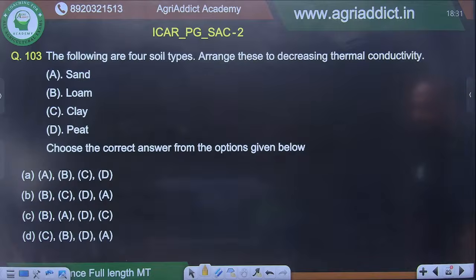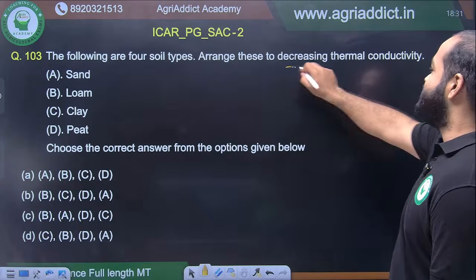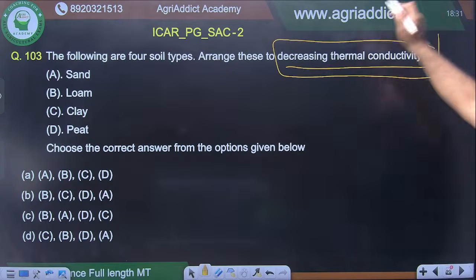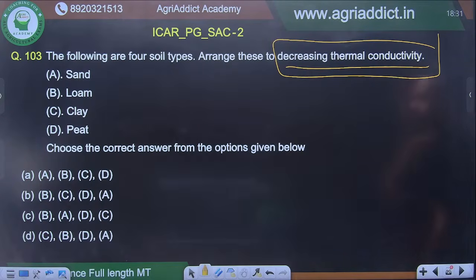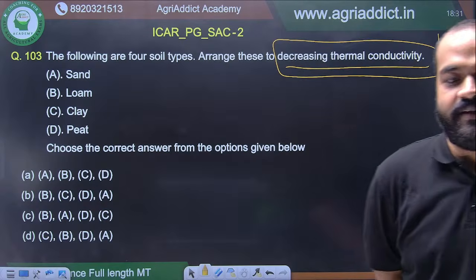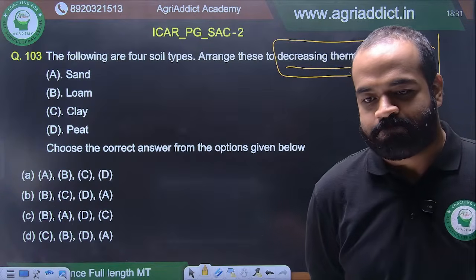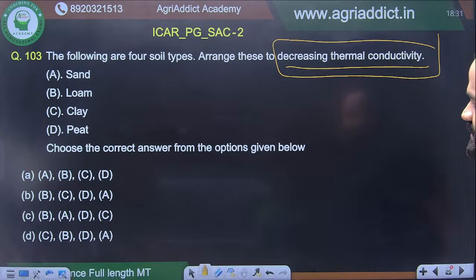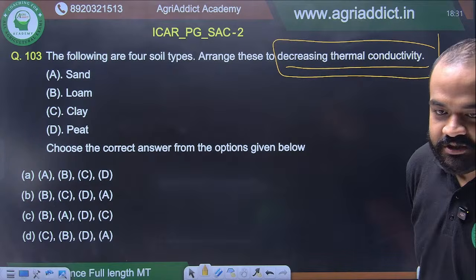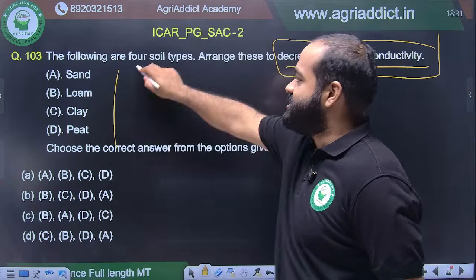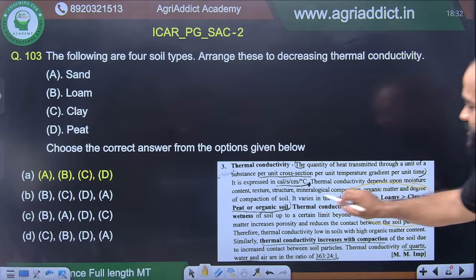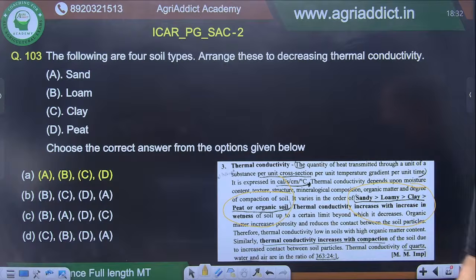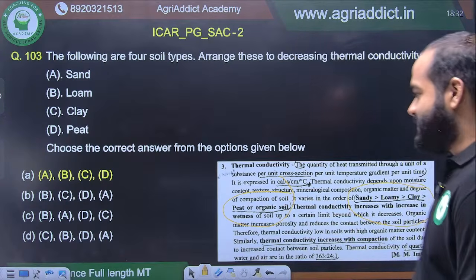All right, moving on. The following are 4 soil types. Arrange these in decreasing thermal conductivity, again another increasing decreasing question. Tell me. Sand, loam, clay, peat. Decreasing thermal conductivity में सजाओ जल्दी से. I can see option A. Answer is directly coming. Yes. The question setter is a very gentle person. He has not given any problems and directly gave you the A, B, and C and D. Here in treatise, you can directly see sandy, loamy, clay, peat, or organic soil. एक के बाद एक, it is given already in the order, so directly you can write.